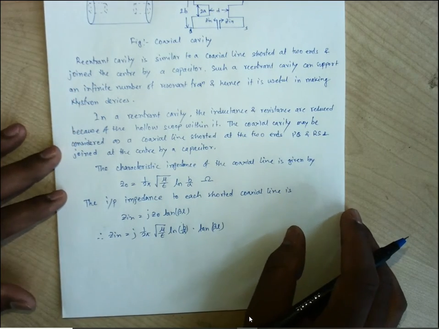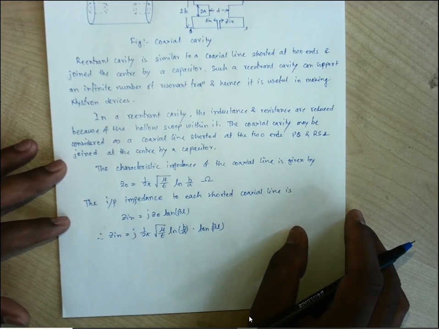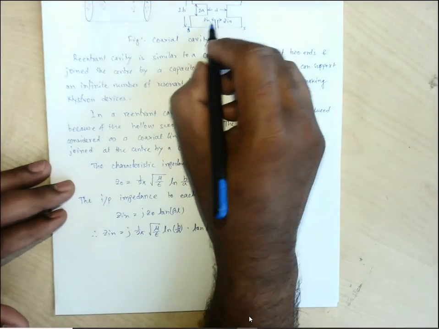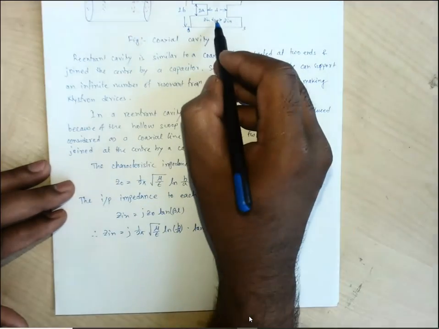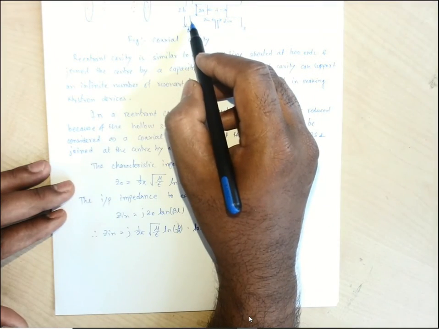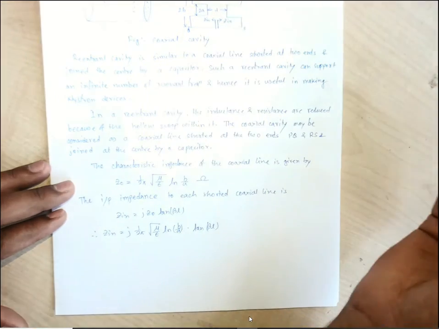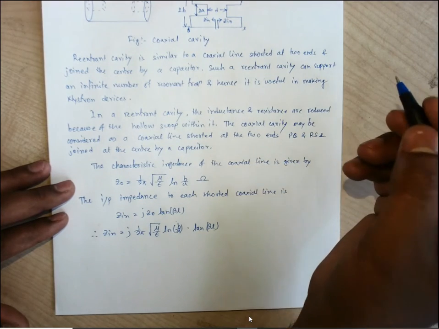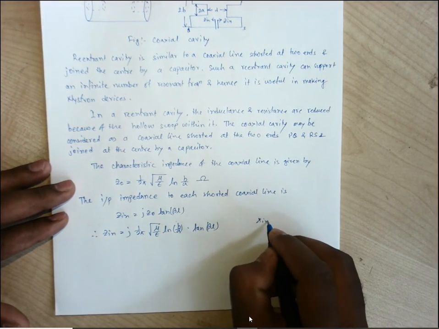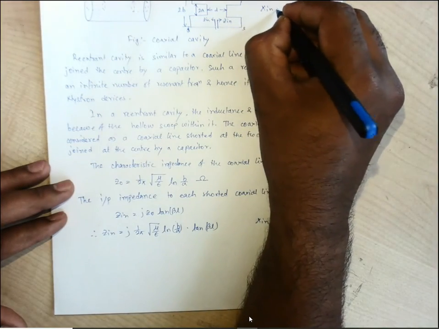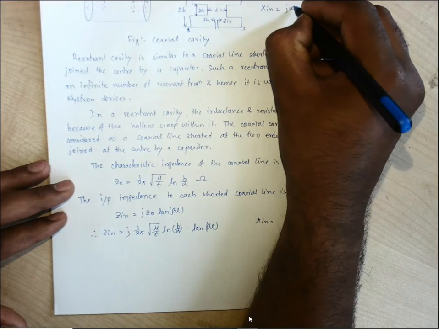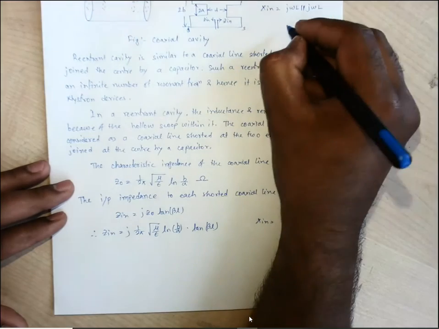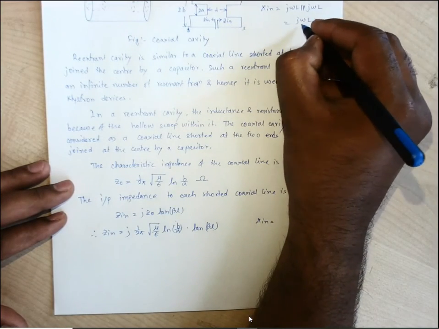Now the inductance of the cavity resonator, how can we find this inductance? That inductance can be found by taking two lines connected in parallel. One side has the inductance for this length L, and the other side also has the inductance for length L, that is j omega L in parallel with another j omega L. This X in, by taking the parallel combination of j omega L and another j omega L, produces j omega L by 2.